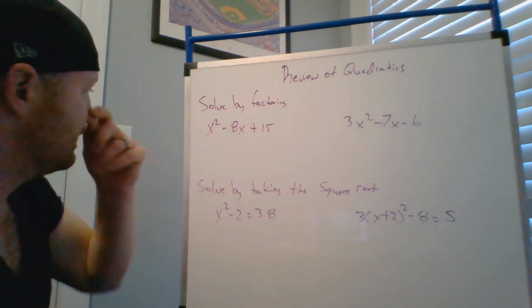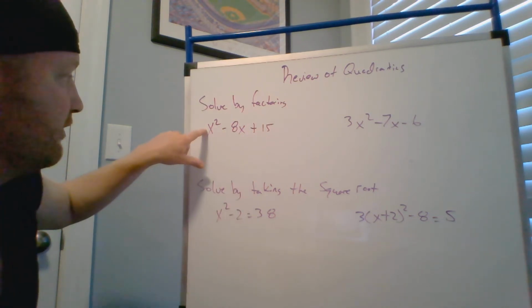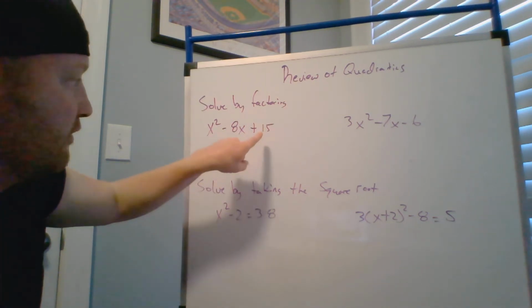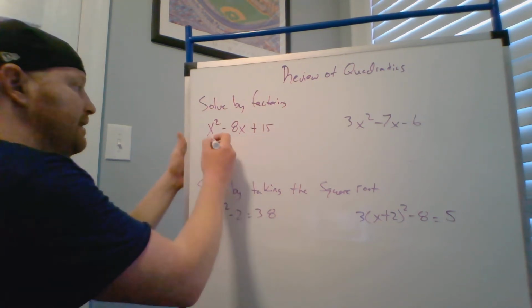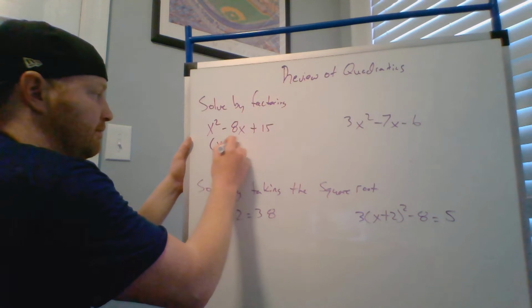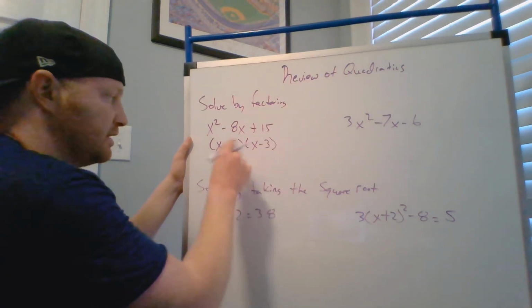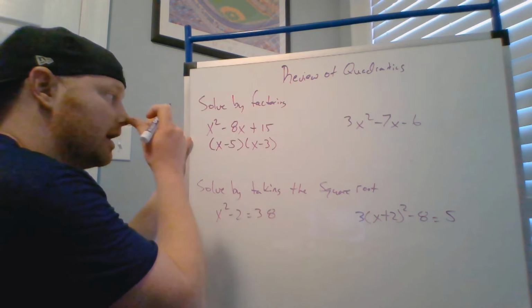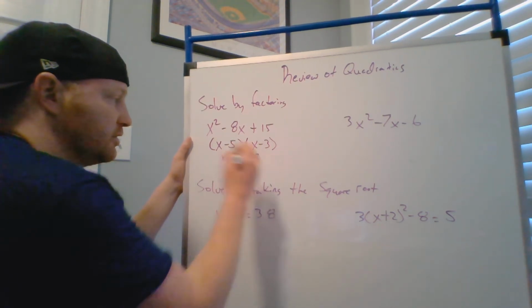We'll work it out. Remember, when the coefficient of the x squared is 1, just look and ask yourself, what multiplies to positive 15? It also adds to negative 8. So I got x minus 5 and x minus 3. Very simple. So now this is the true factor of this quadratic. So our solutions are x equals 5 and x equals 3.